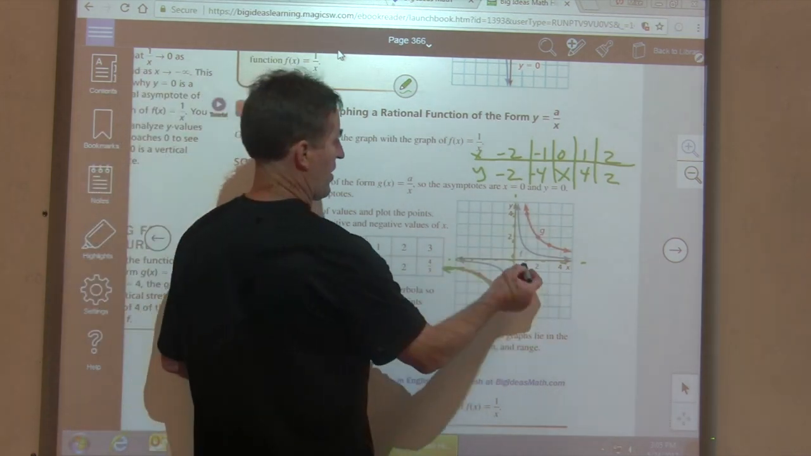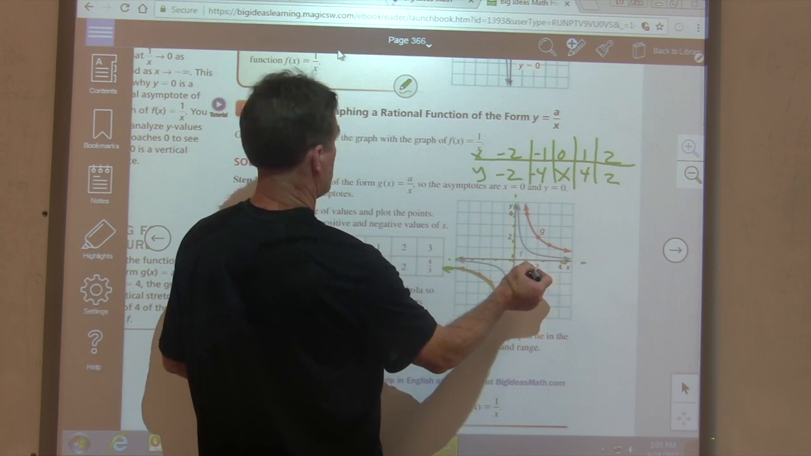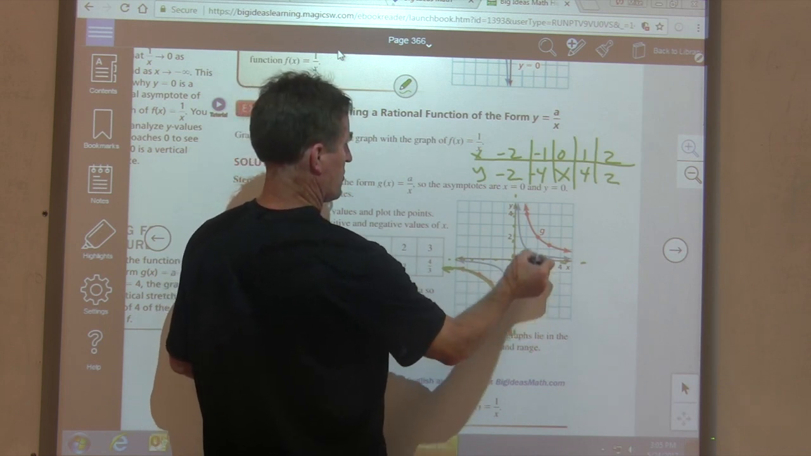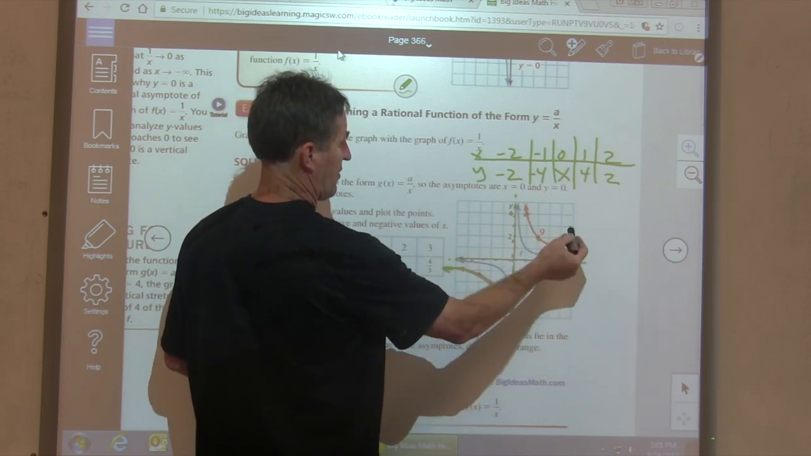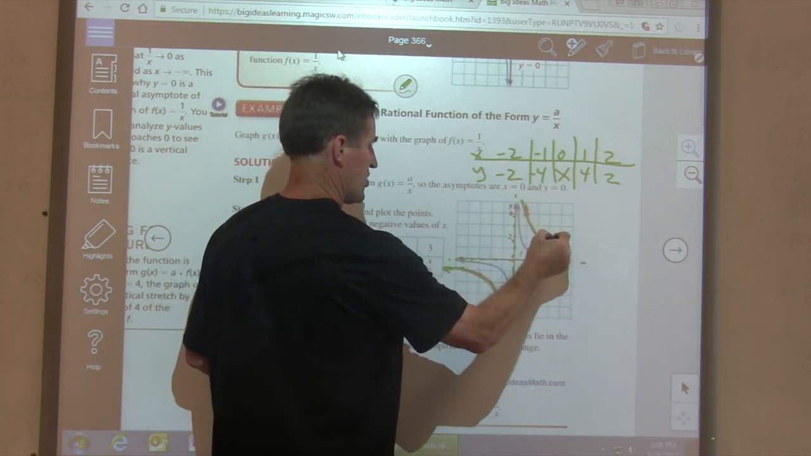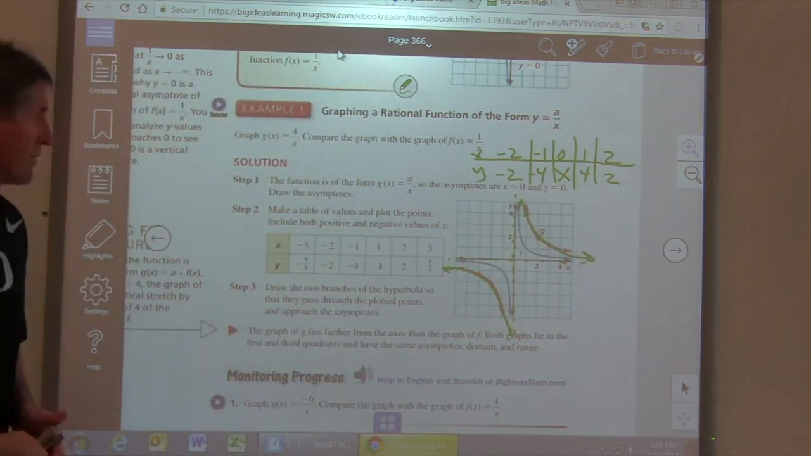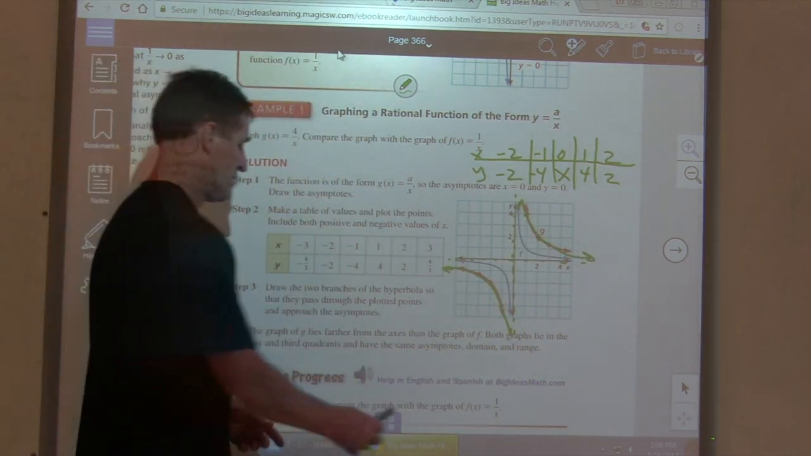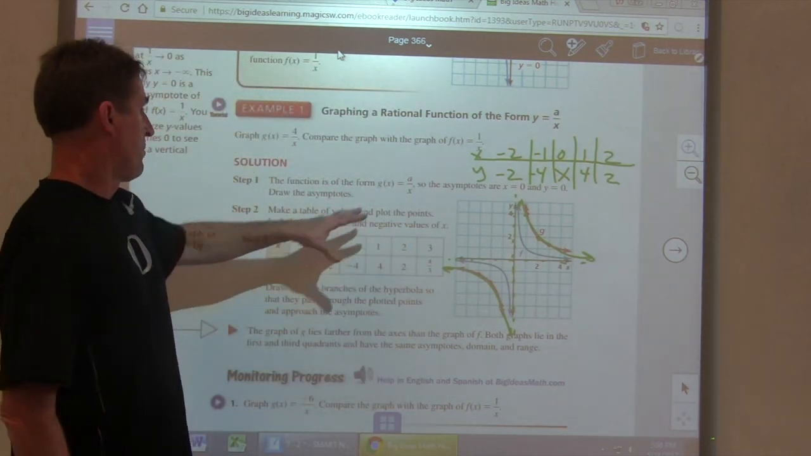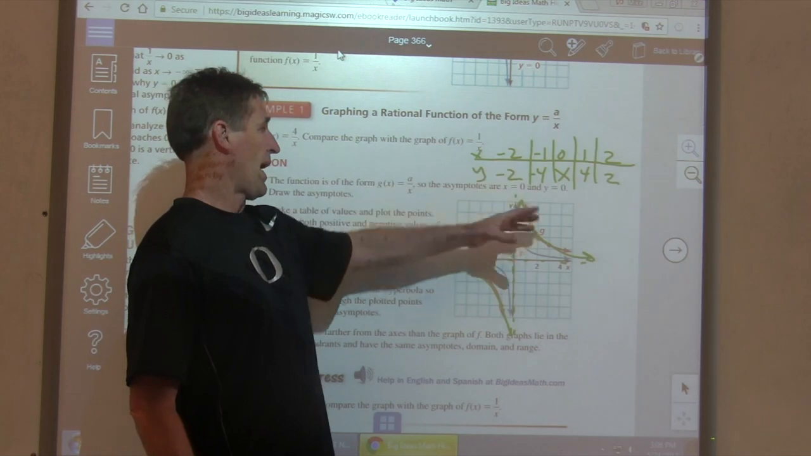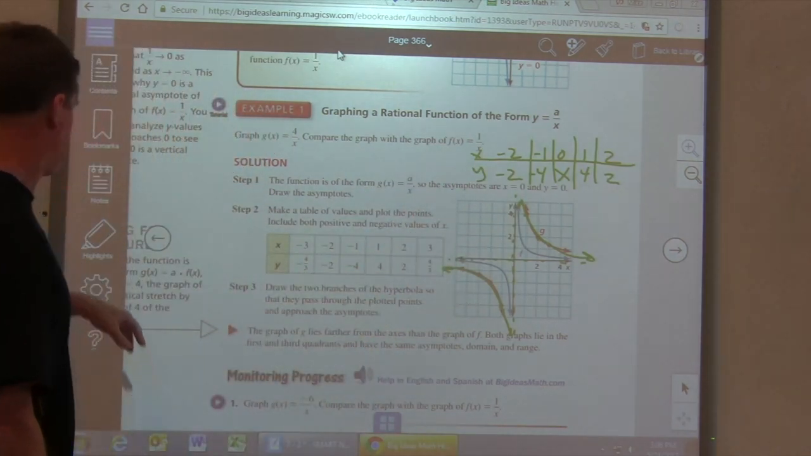And then on the other side, at 1, we're at 4. And at 2, we're at 2. And again, they did 3, but just enough to see what the graph's doing and to draw the graph. All right? On the assignment, when they ask you to compare it, you just need to draw the graph of the function. You don't need to draw the parent function every time because it's always the same.